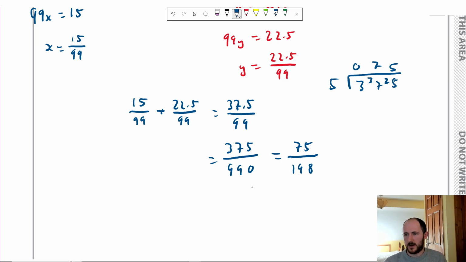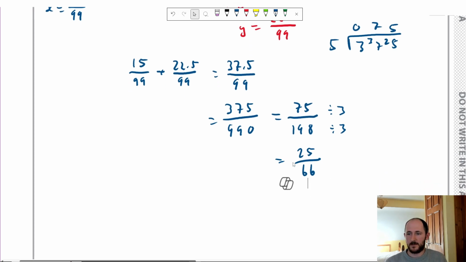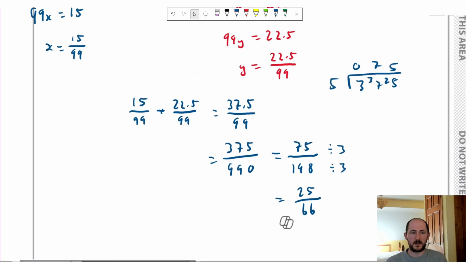What else could we divide by? We could divide by 3, if I'm not mistaken. Yeah, divide by 3. We get 25 over the 66 that we want, because 66, 132, 198. That's our final answer for 3 marks. A little bit harsh, but, you know, it's stuff, right?